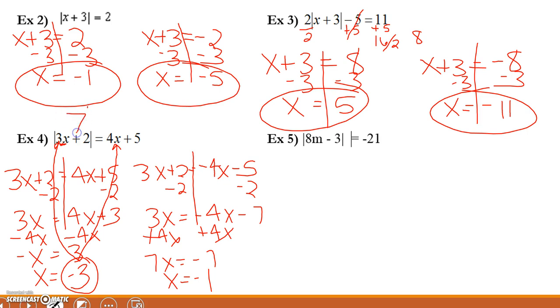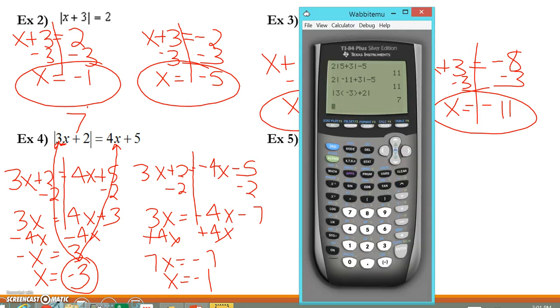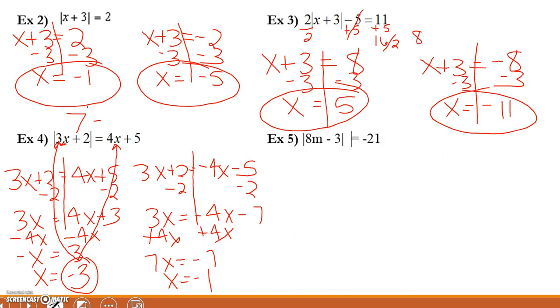I get 7. Now I need to plug it into the right side. So I still am plugging in negative 3. It does not have the 2 bars this time because it's not in between them. And I get negative 7 that time. So when I plugged it into the left side, I got 7. When I plugged it into the right side, I got negative 7. They are not the same, so negative 3 doesn't work.